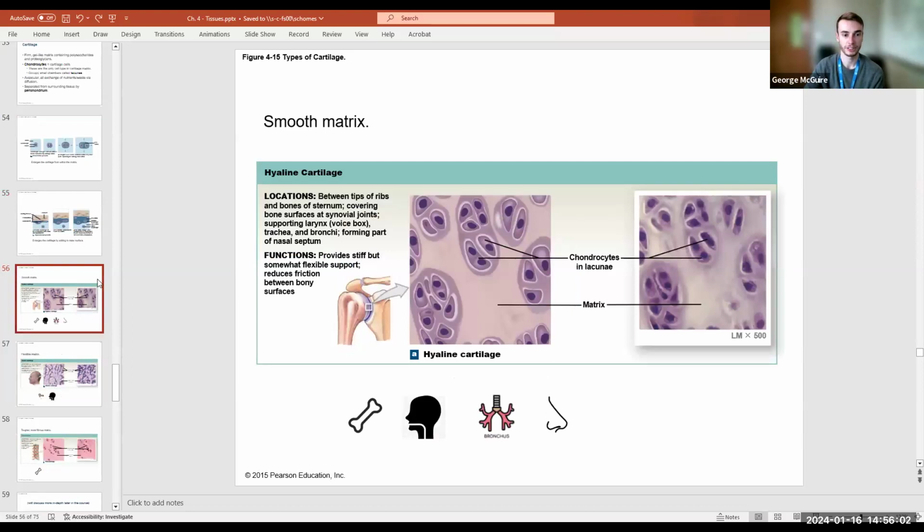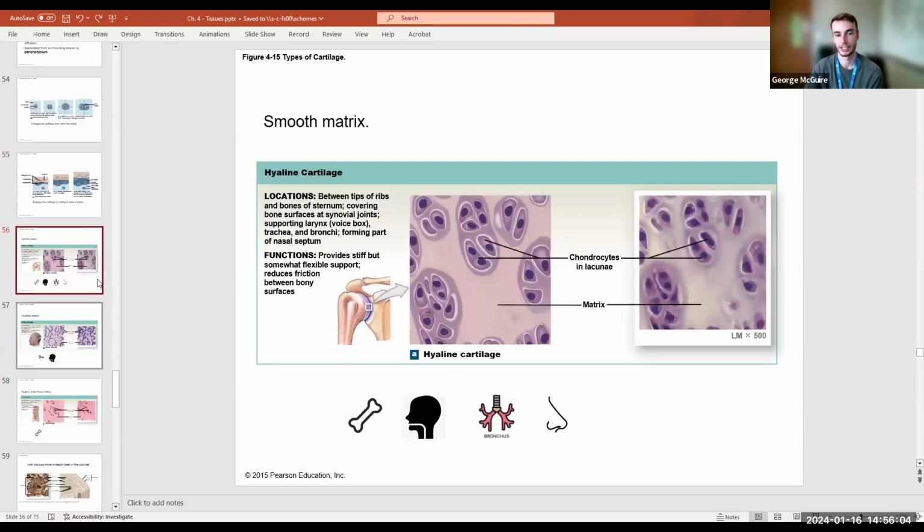Okay. And we do have a couple types of cartilage, which is something we'll see again when we're looking at the chapter on joints in this class. So we have hyaline cartilage, which lines a lot of the connections where bones are meeting other bones at joints. It has a very smooth matrix and allows it to be fluid.